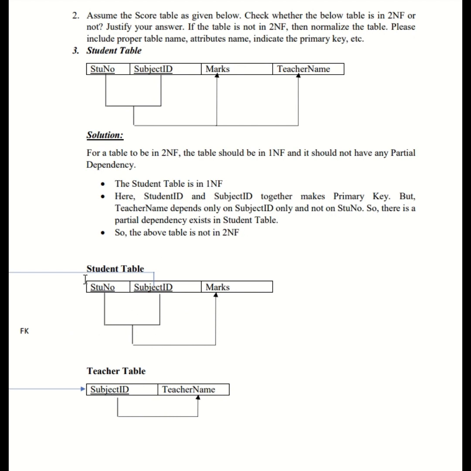So here, subject ID in the student table is a foreign key that references the subject ID, the primary key of the teacher table. So this is the relationship between the two tables. Subject ID in the student table references the subject ID in the teacher table.